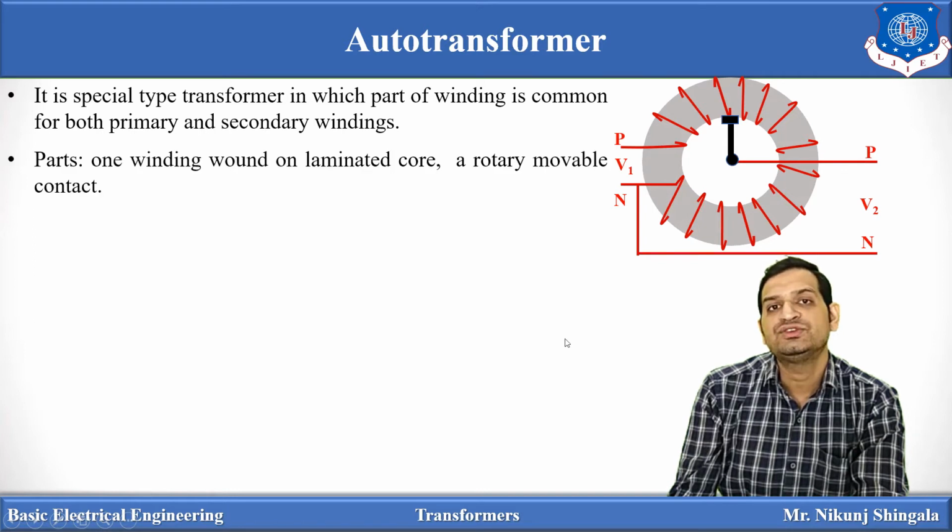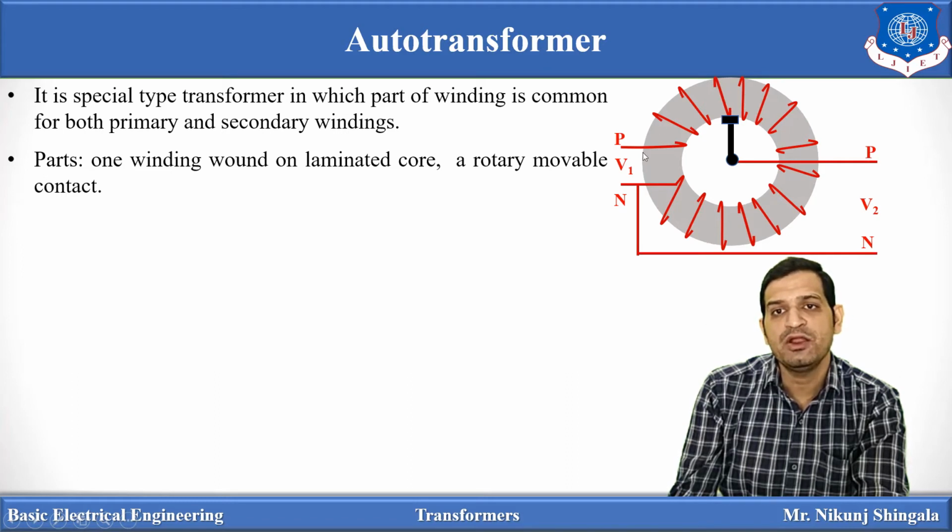If we see the construction of an auto transformer, it consists of one winding wound on a laminated core. Here a circular core is there, and a rotary movable contact is there. This contact you can see here can be moved, and based on the movement of the rotary contact, the output voltage can be varied. So in the auto transformer we can vary the output voltage, which is not possible in the case of an ordinary two-winding transformer, in which the output voltage is fixed.